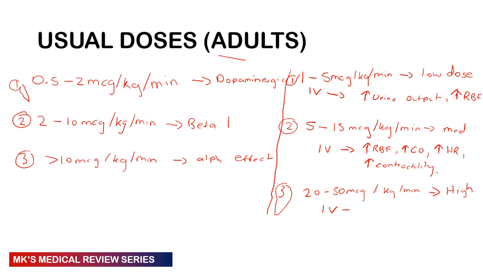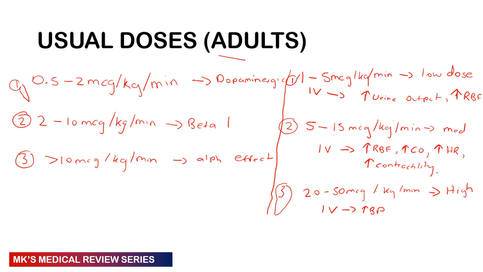So with this high dose, this is going to be increasing the BP, but at this same high dose, it also has a vasoconstrictory effect, and there's a high risk of you developing tachyarrhythmias at this high dose, because that's one of the important side effects that we have of dopamine.